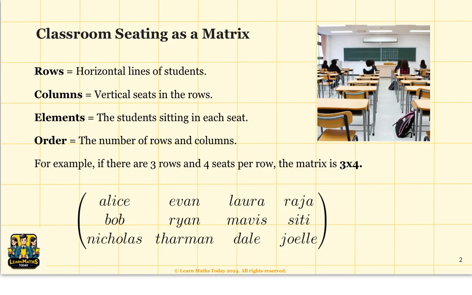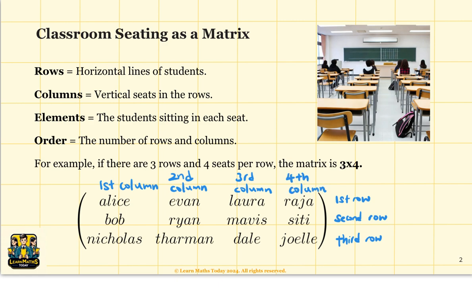Now let's use this example to visualize how a matrix looks like. Imagine you're in a classroom and try to imagine the way the desks are arranged. Each row of desks is a line of students sitting next to each other, and every column is made up of students sitting behind one another. Now, if we want to organize the name of all the students in the class based on where they are sitting, we could use a matrix to represent this arrangement.